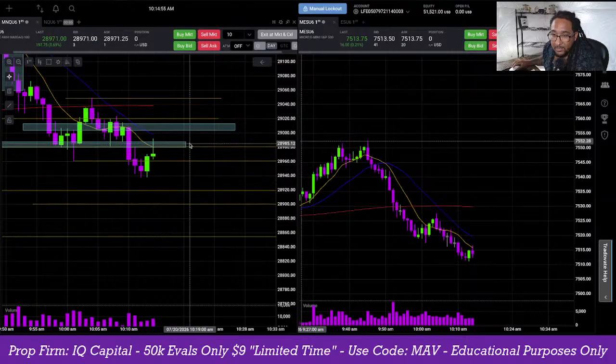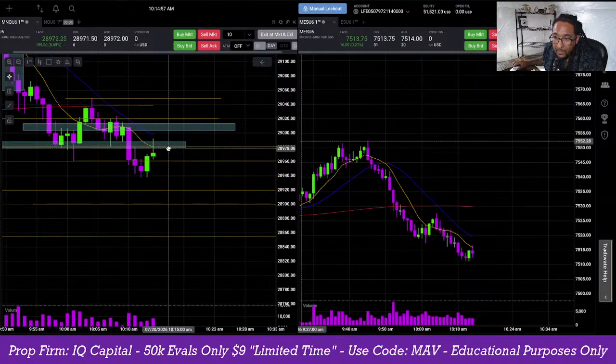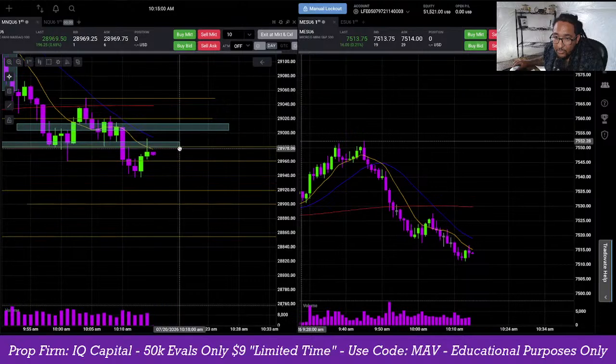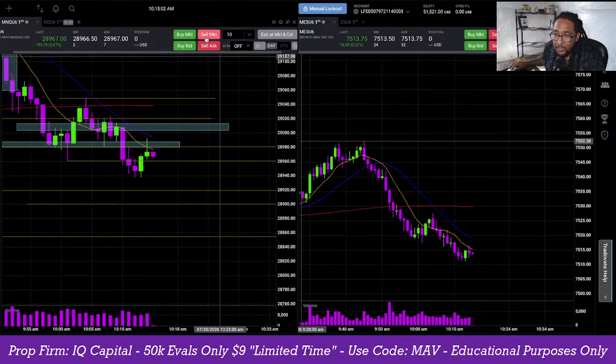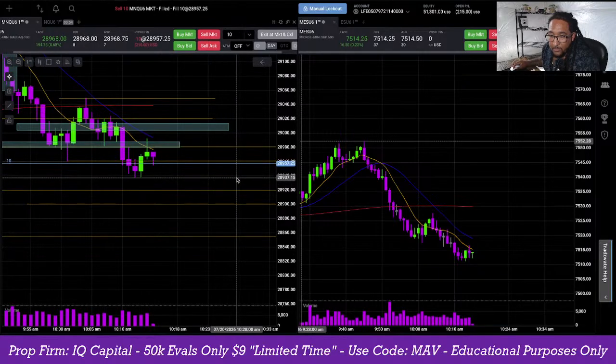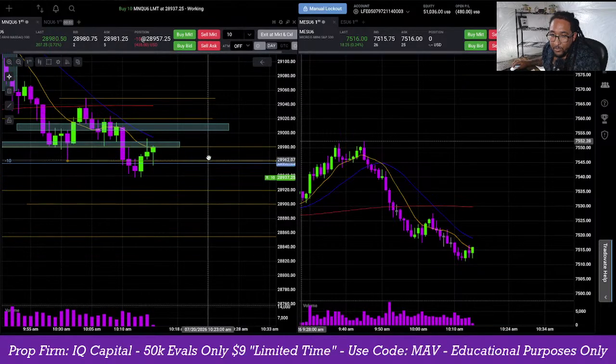Got about 7 seconds left before we get a new candle. Nice rejection off of there. We continue lower. I want to see some speed to the downside there. We do. We'll see if we get it there. We'll put our TP there.